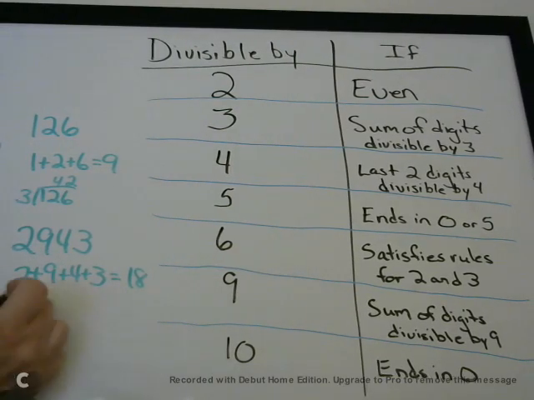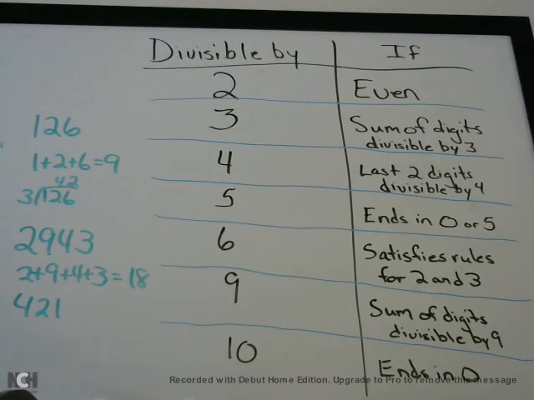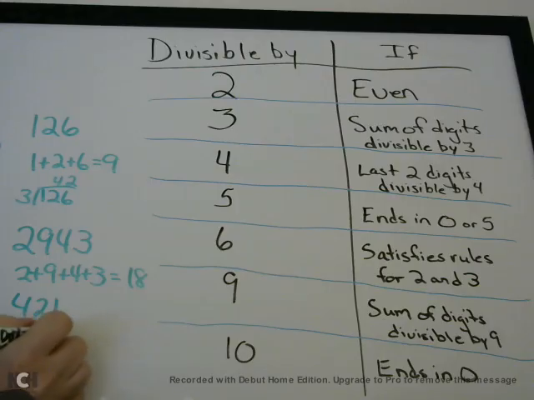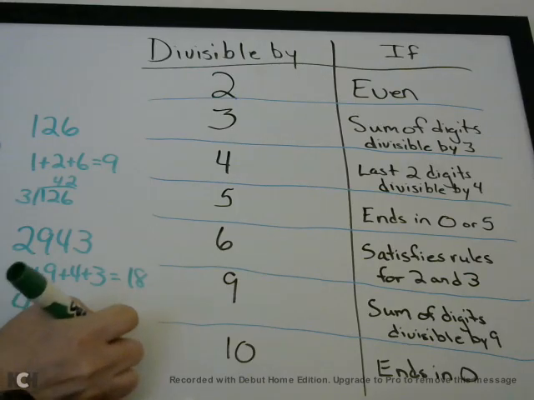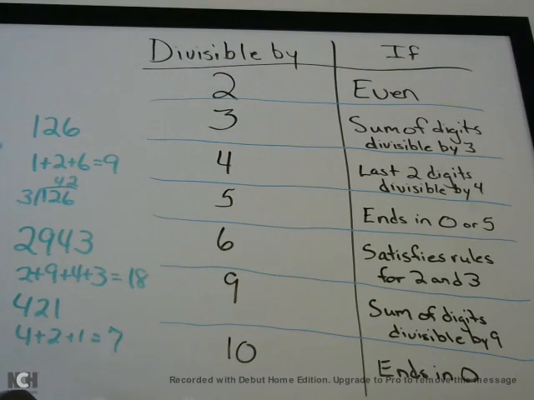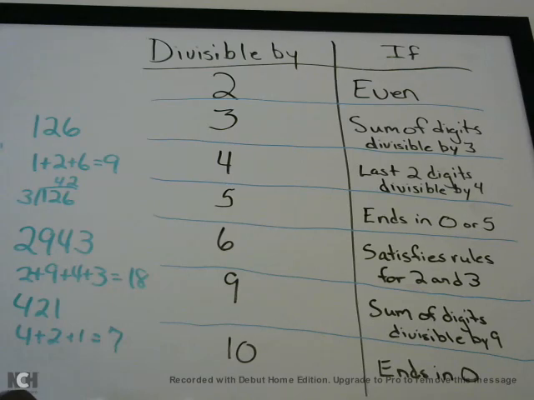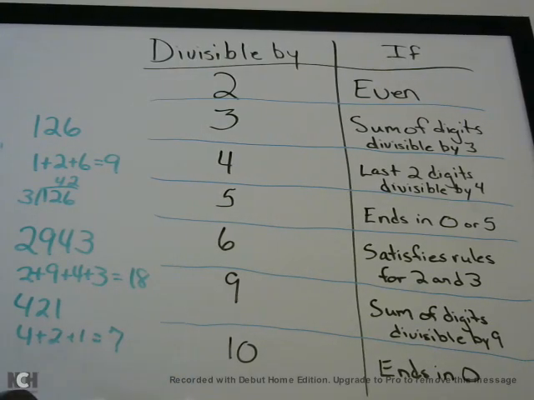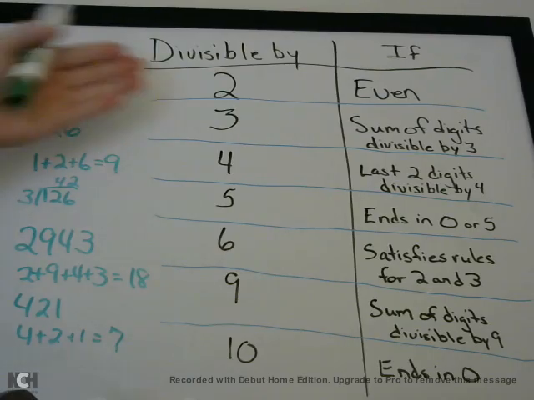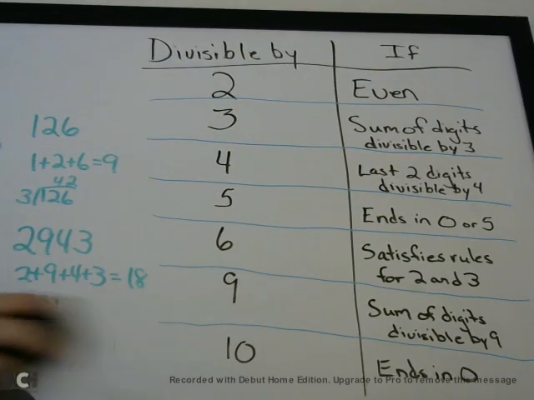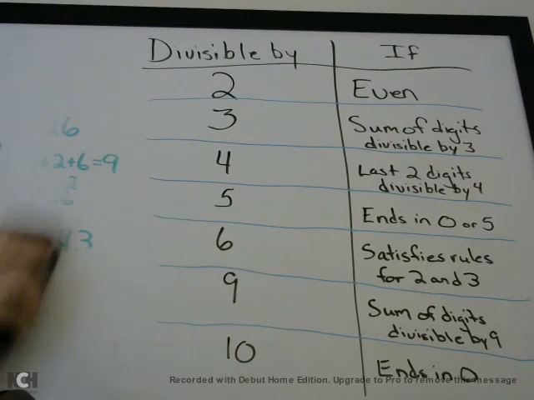If we take a number such as 421, can that be divided by 3 evenly? 4 plus 2 plus 1 equals 7. And we know that 7 is not evenly divided by 3. So we know that 421 is not divisible by 3 in order to get an answer without a remainder. Again, we'll show you the applicability of this when we start talking about fractions. Here we're just trying to quickly decide, can I divide this number by 2, 3, 4, 5, 6, or 9?